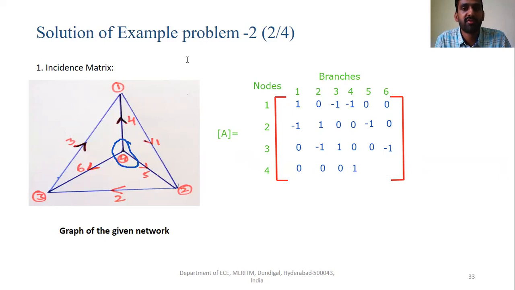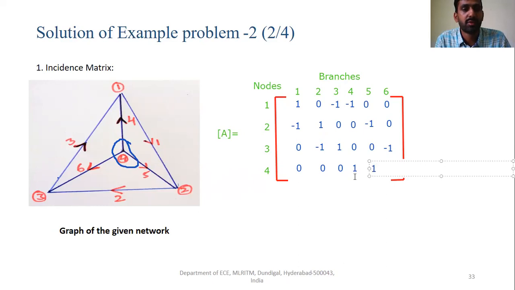So what about node number 5? Where is node number 5? This is node number 5. The branch number 5 is also incident to node number 4, and the orientation of branch number 5 is away from node number 4. If it is away from node number 4, the element is going to be equal to plus 1.